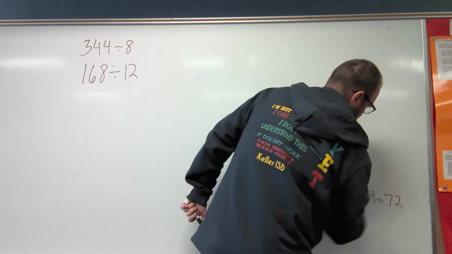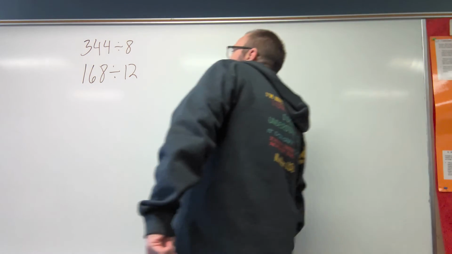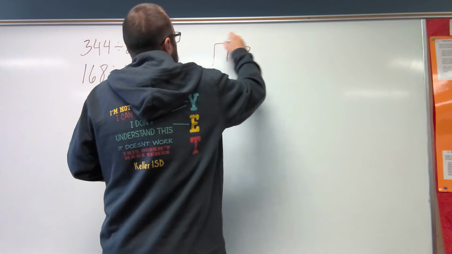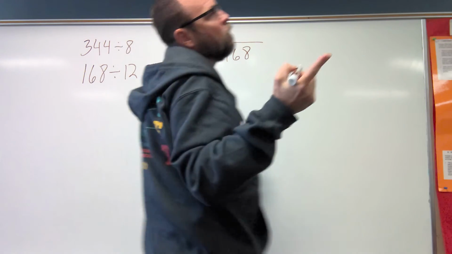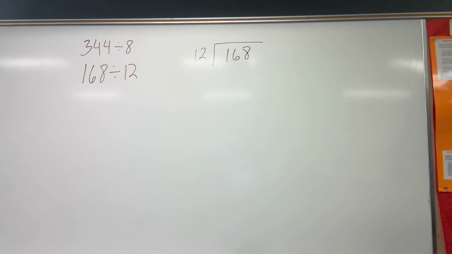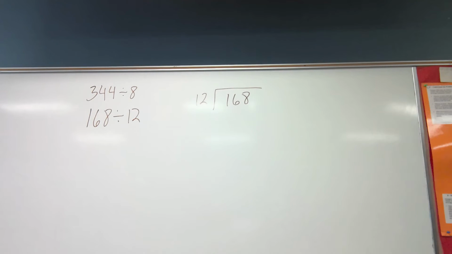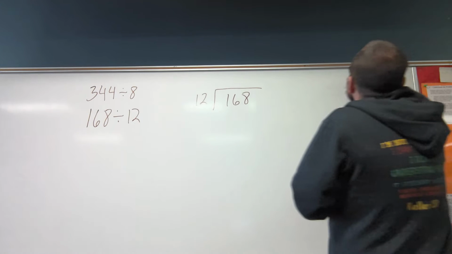All right, another problem we're going to do is find the quotient of 168 divided by 12. But first, I have to do the most difficult part of division, and that is listing the multiples of my divisor. So this is the most difficult.